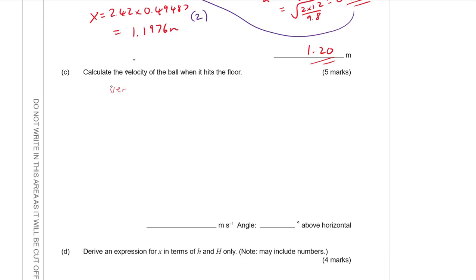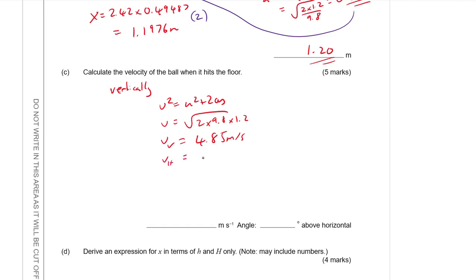So again, we deal with the vertical motion. And we know that v squared equals u squared plus 2as. We can solve that by saying, therefore, the velocity at the bottom of the fall is going to be equal to 4.85 meters per second. So that's its velocity vertically once it reaches the floor. We already know previously that the velocity horizontally is 2.42 meters per second. So what we have is a ball that's coming down and landing, and it has a horizontal component and it has a vertical component.